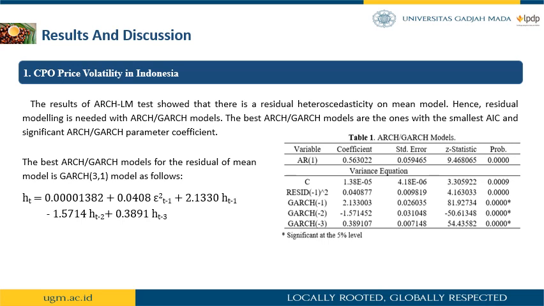Results and discussion: CPO price volatility in Indonesia. The results of the ARCH-LM test showed that there is residual heteroscedasticity in the main model. Hence, residual modeling is needed with ARCH-GARCH models. The best ARCH-GARCH models are the ones with the smallest AIC and significant ARCH-GARCH parameter coefficients. The best ARCH-GARCH model for the residual of the main model is the GARCH 3,1 model, as follows on the presentation.